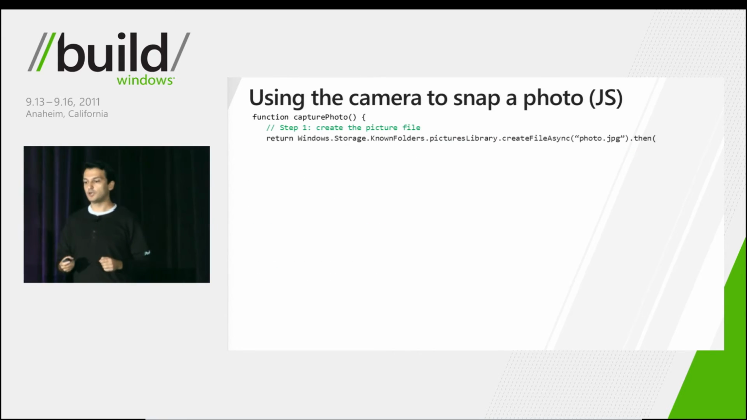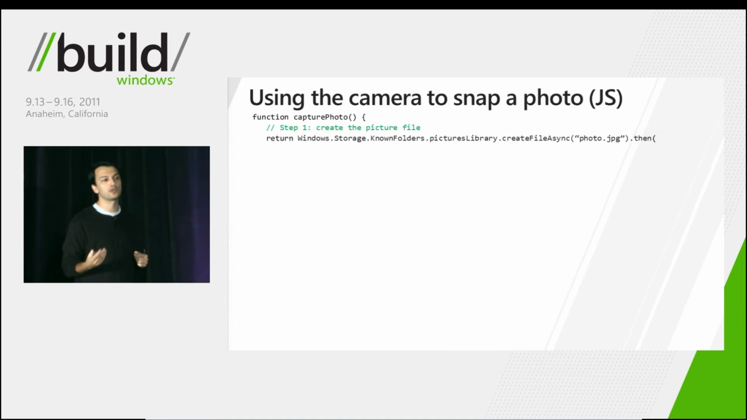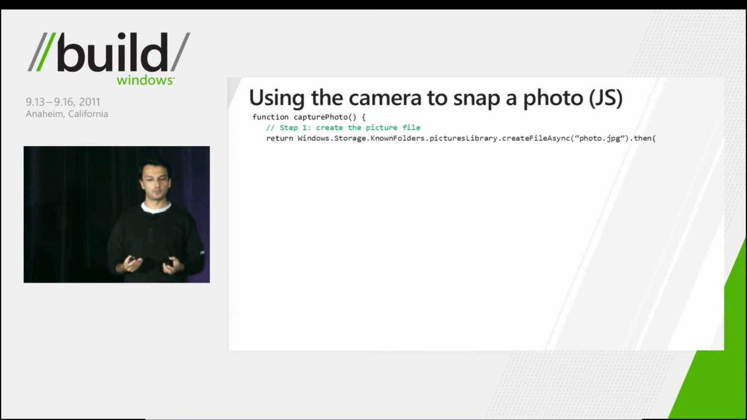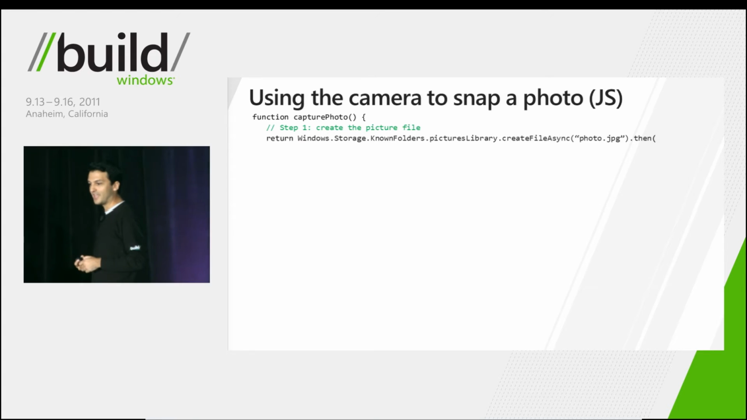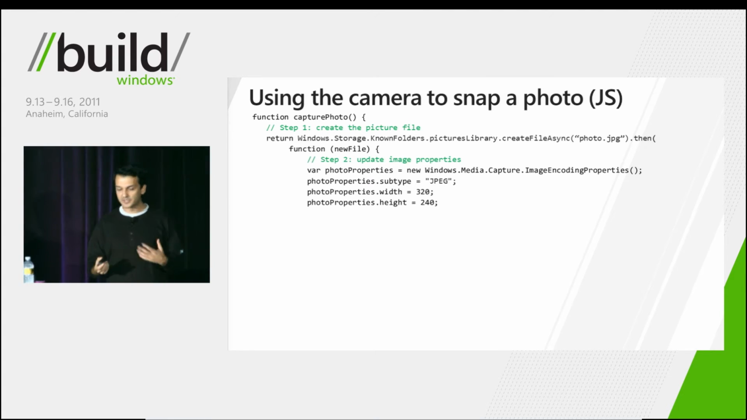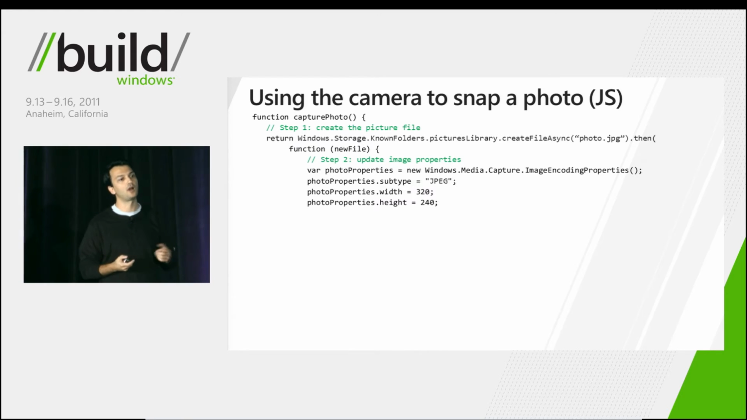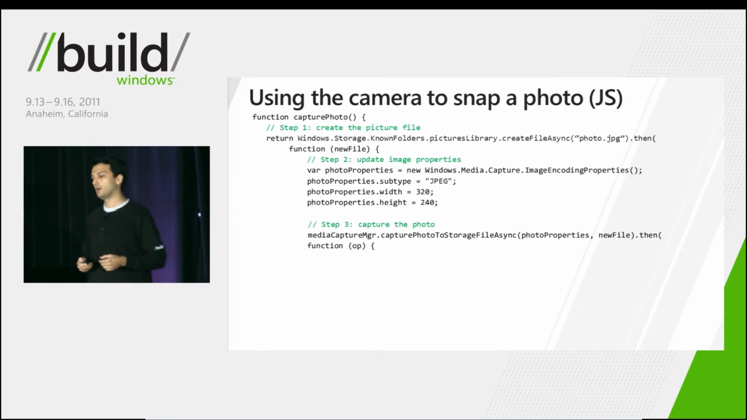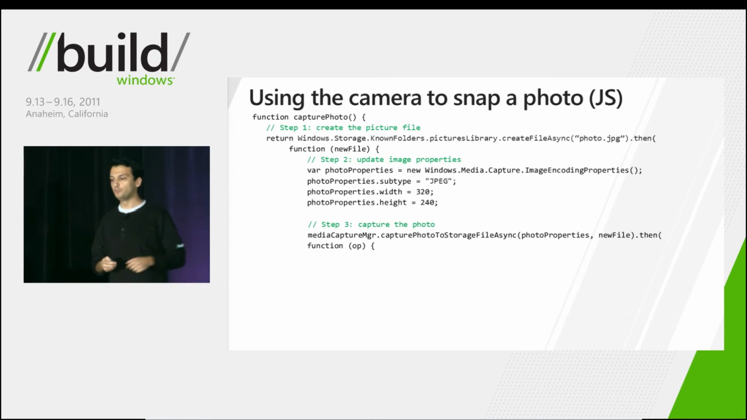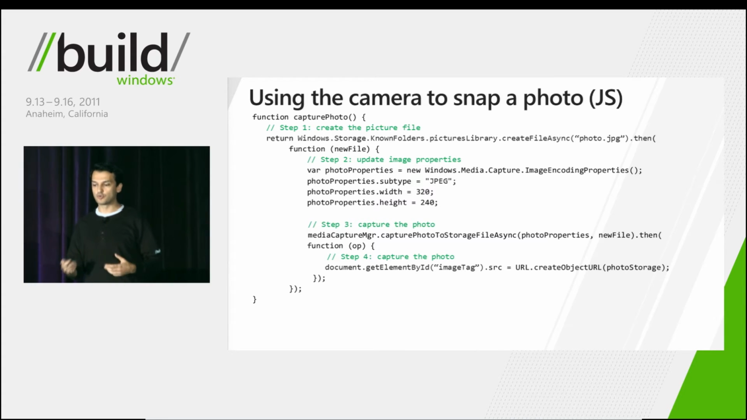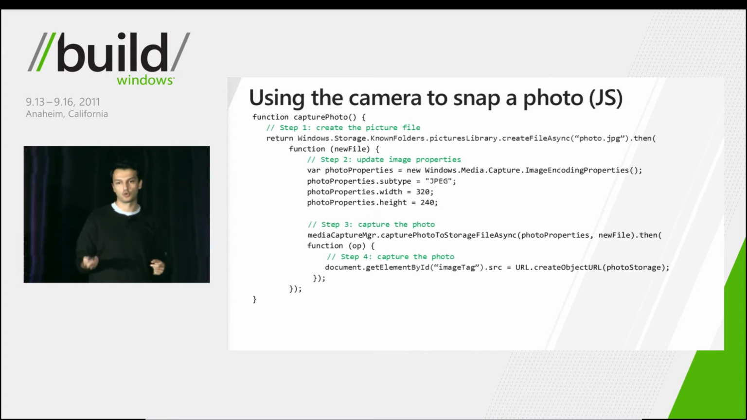Taking a picture, a couple of steps. The first thing you'd like to do is specify where you're going to save the picture. In this case, I've chosen to save it in the pictures library with the name photo.jpg. And then specify a couple of parameters like, I want JPEG, I want this width and this height. And then once you're done with that, you are ready to call capture photo. And when the photo is taken, you're ready to update the image tag's source as before.